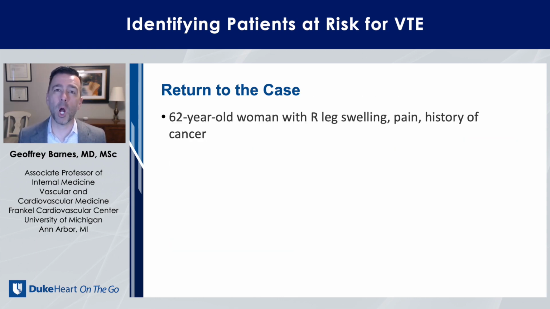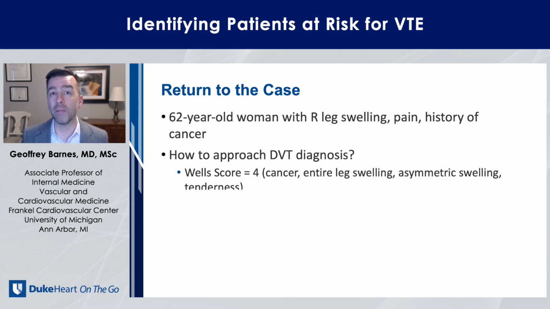So let's think about our case. This was our 62-year-old woman who was in clinic because of right leg swelling, pain, and remember, she had a history of breast cancer with a surgery a couple months ago. So how would we approach her DVT diagnosis? Well, we should add up her Wells score.